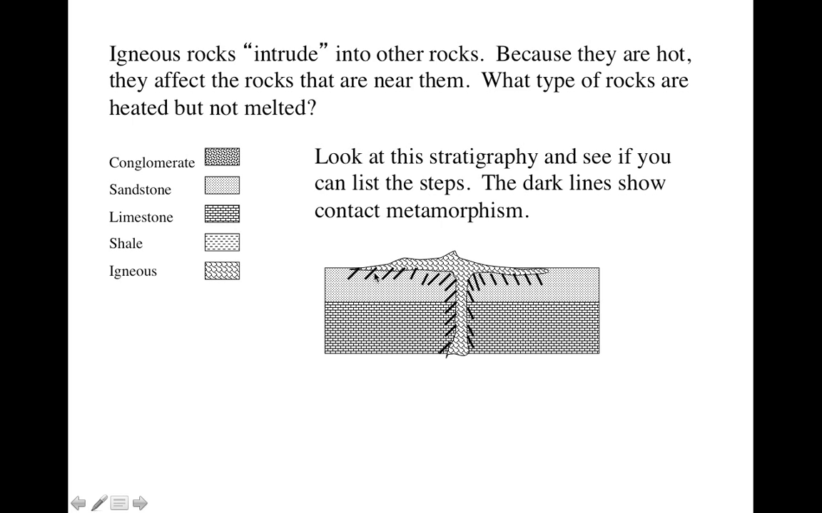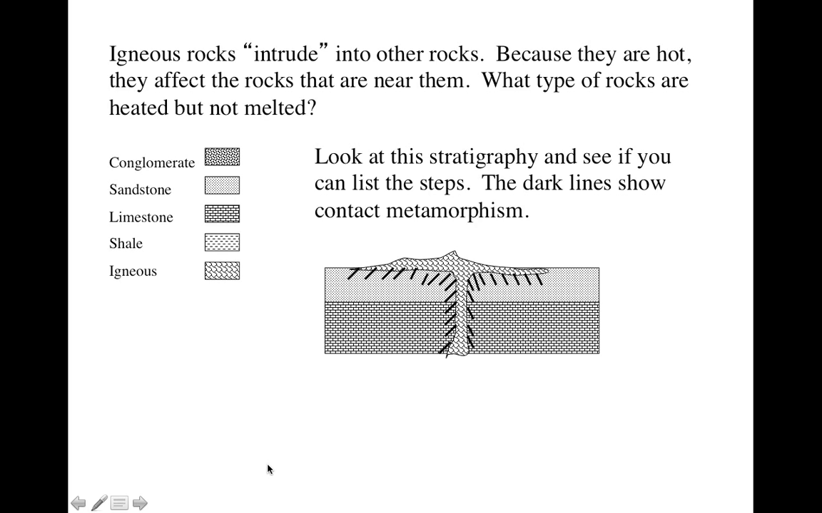Because they're hot, they affect the rocks that are near them. So where you see these lines, what kind of rock would get really hot, but it didn't melt? And its form changed. Oh, that's right, metamorphic rocks. Okay, so look at this stratigraph and see if you can list the steps. These dark lines show contact metamorphism. So only the rocks in those regions are metamorphic.